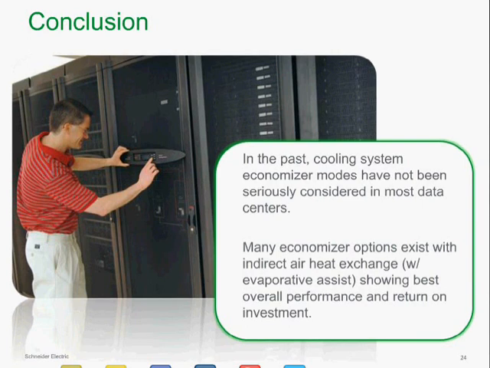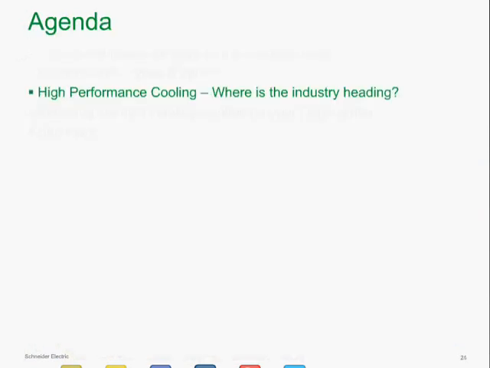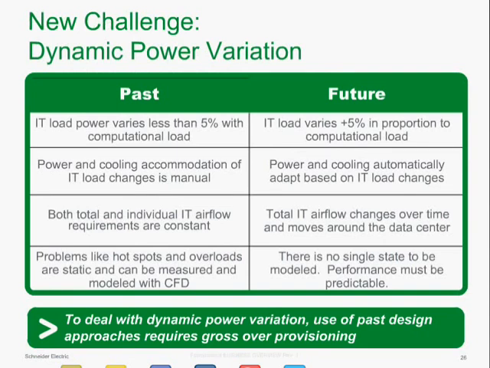So I want to talk a little bit about high-performance cooling and where we're going in the industry right now. I think one of the biggest changes is the fact that IT loads are variable today. In the past, IT loads were essentially static, so we've seen a change in the way that we have to modulate or moderate our cooling systems based on the actual IT load.